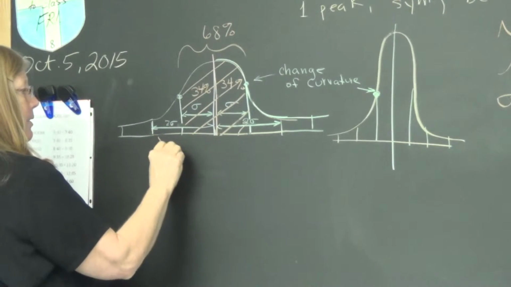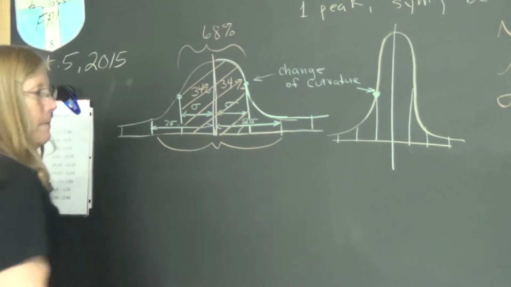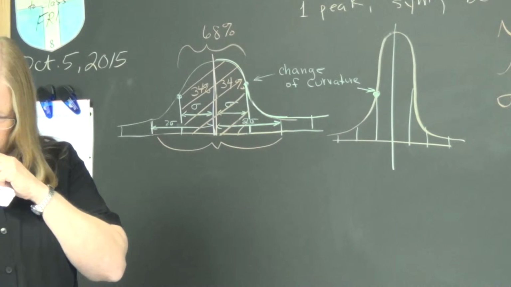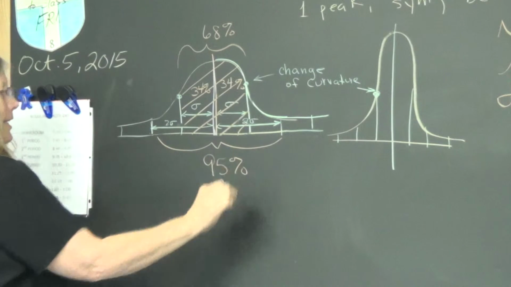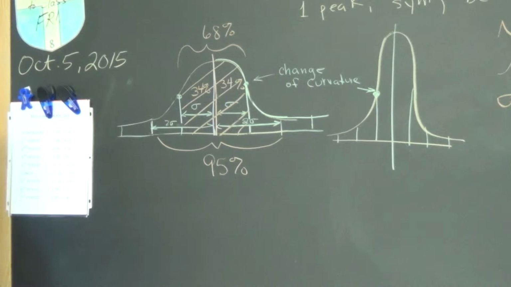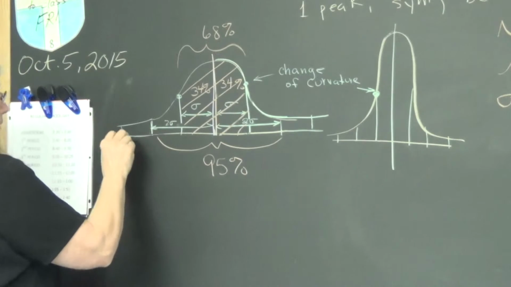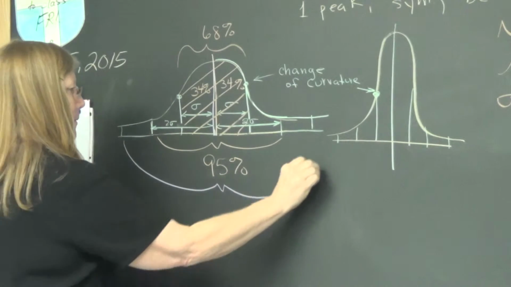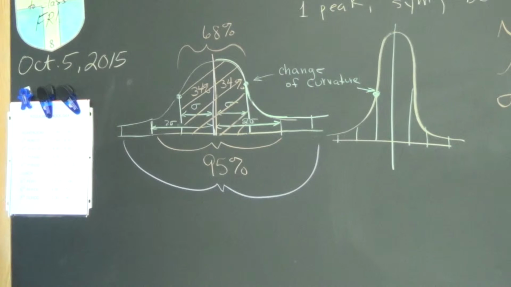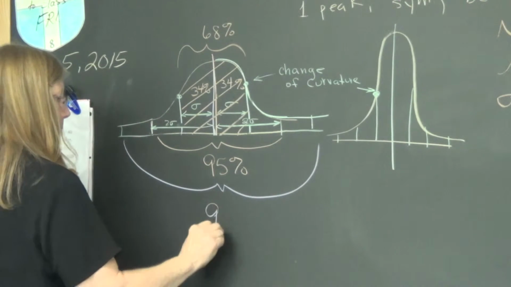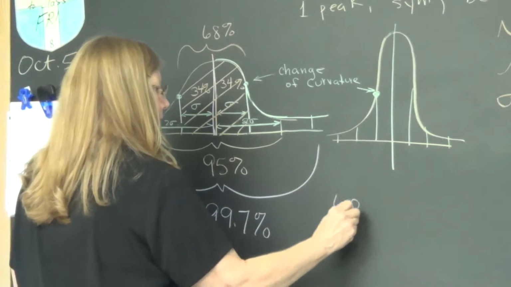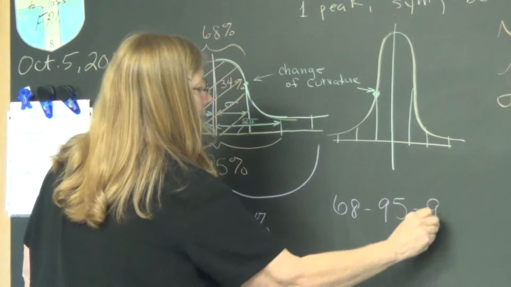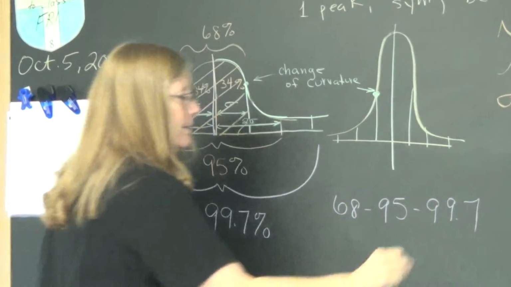All right, so now I'm going out 2 standard deviations from the mean, and the mathematicians came along and told us that that is 95% of the area under the curve. You have to memorize that. And lastly, 3 standard deviations from the mean on either side comes out to 99.7%. So we call that the 68, 95, 99.7 rule.